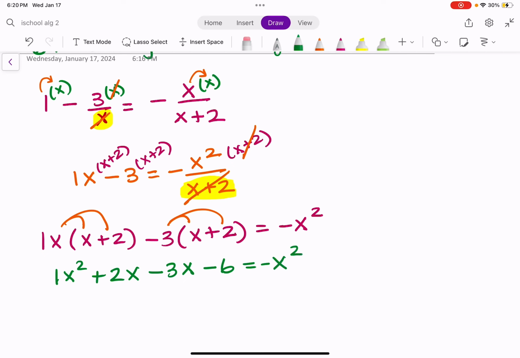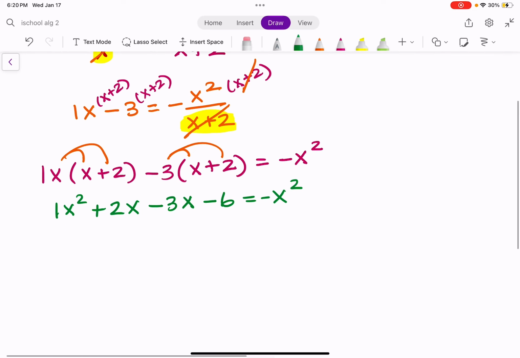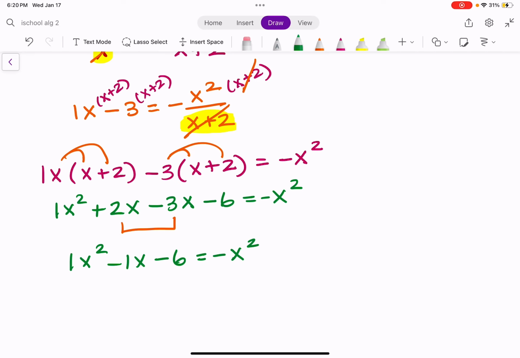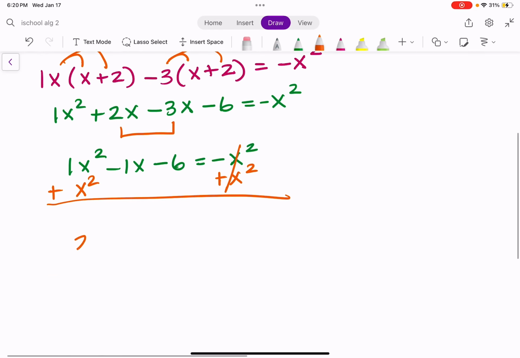Again, since we have x squared, we need to move everything to one side. But before I do that, I forgot I can combine these 2 terms. So I'm going to write 1x squared minus 1x minus 6 equals negative x squared. And I'm going to now move this negative x squared to this side. When I do that, I'm going to have 2x squared minus 1x minus 6 equals 0.